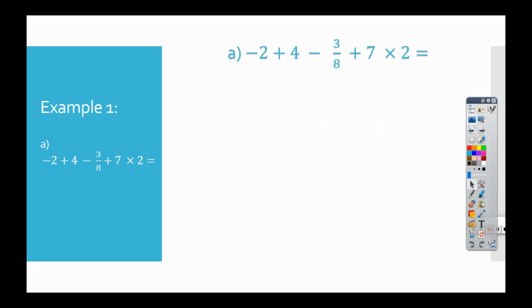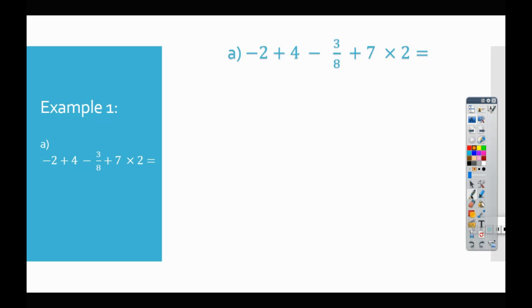So for the first example here, you can see we brought back that negative, we have negative 2 plus 4 minus 3 over 8 plus 7 multiplied by 2. It's a very long equation, equals to, so we want basically to get the final answer over here. So how do we go about it? So do I minus first, do I subtract first, do I divide, do I multiply? This is where our BODMAS helps us, right?